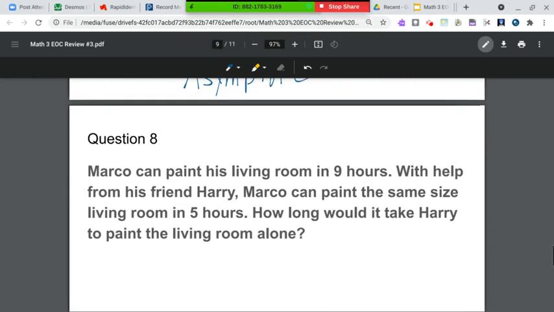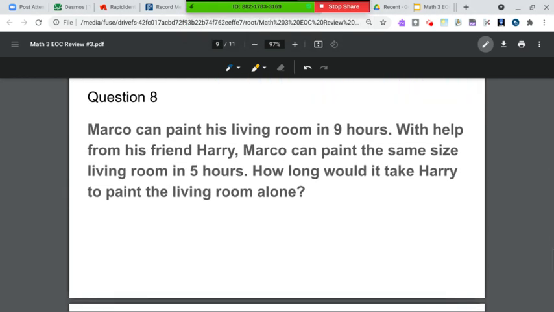All right, number 8. Number 8 says Marco can paint his living room in 9 hours. With help from his friend Harry, Marco can paint the same size room in 5 hours. How long would it take Harry to paint the living room alone? Okay, so we're going to use that work rate formula: 1 over time alone plus 1 over time alone equals 1 over time together.